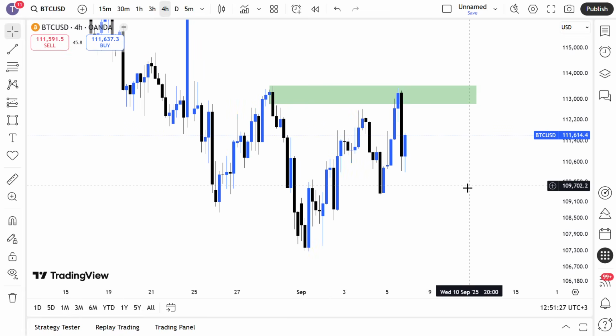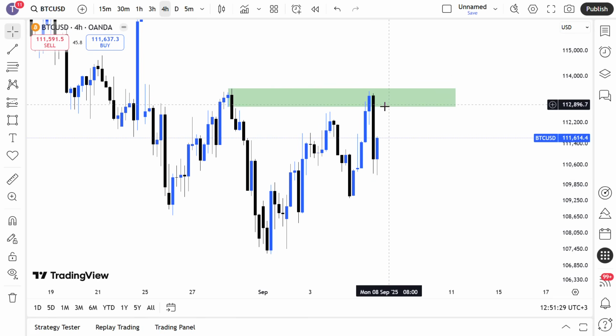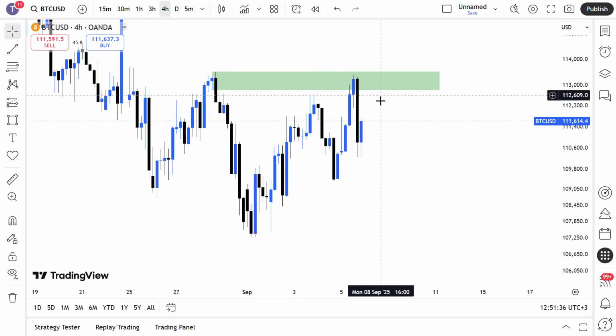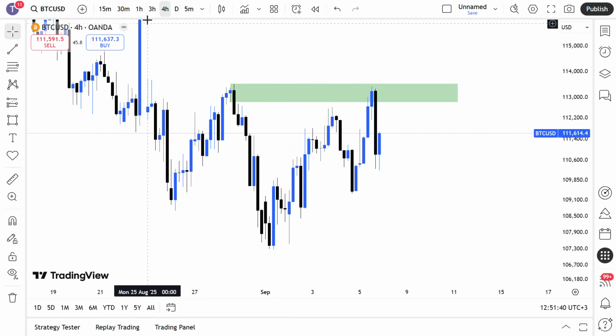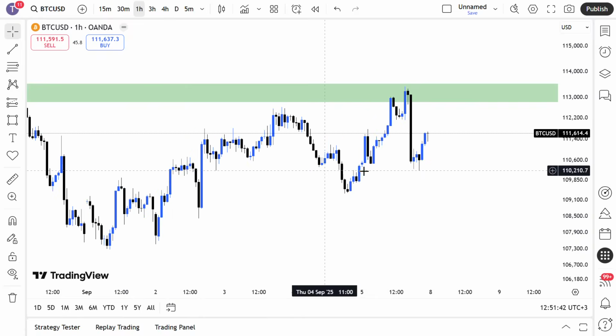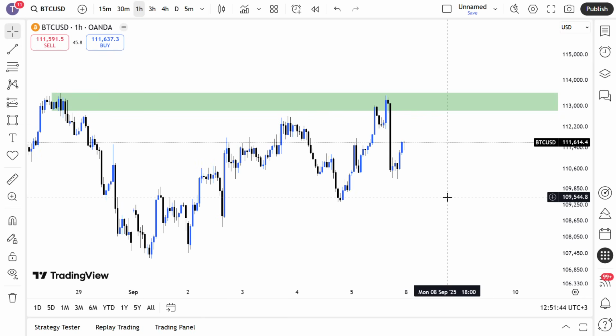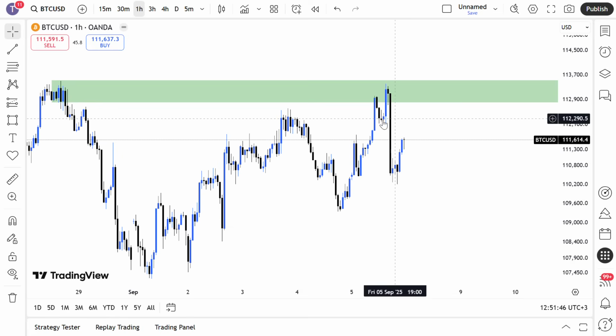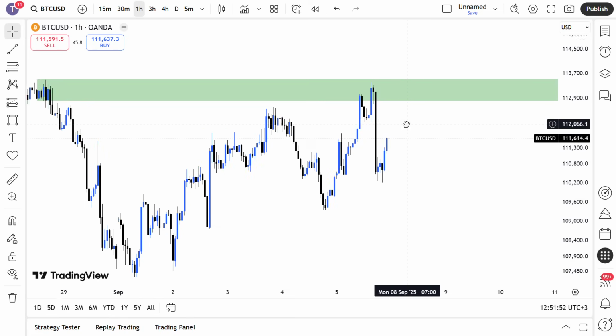So as for me, I expect a pullback to this high, or the market must mitigate this order block before I have another reaction to the downside. So on BTC USD, for me, I expect some sales. So I'll be expecting the market to pull back into this area, and then I will try to look for my confirmation before I take any trade from this area.